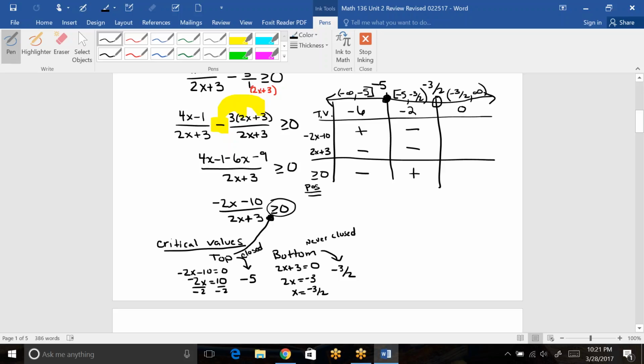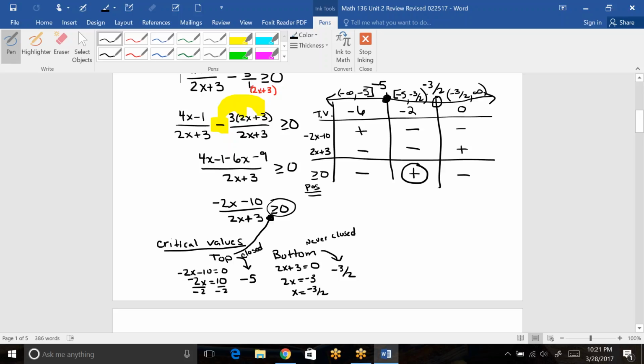0 is easy to plug in because the x's go away, so you're just left with these two numbers. So that's a -10 and a positive 3. So again, when I multiply or divide those, I get a negative sign. Once you've completed your chart, you ask the question again, what was I looking for? I was looking for positives. So the only positive in my chart overall is this final column right here.